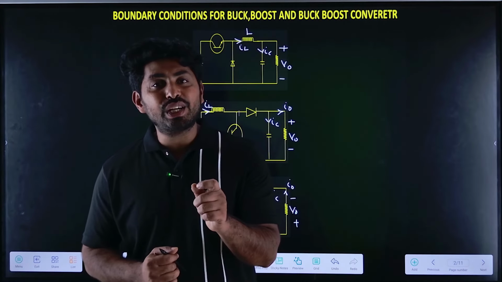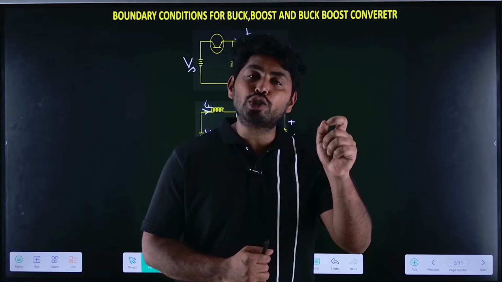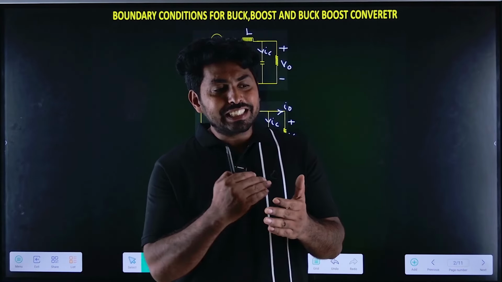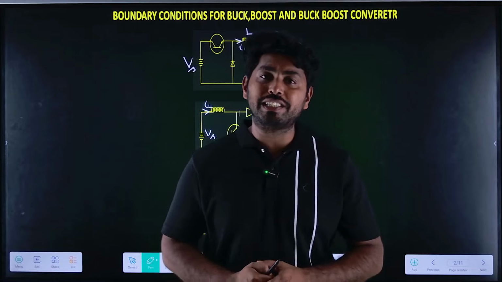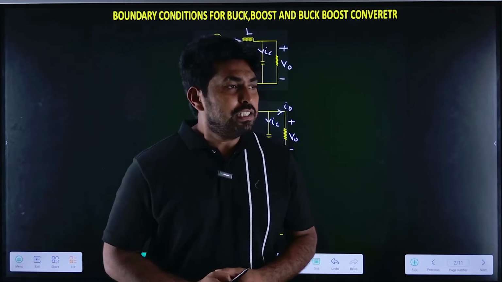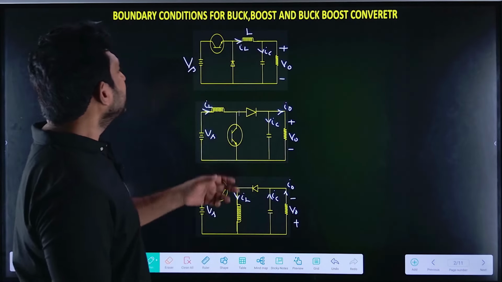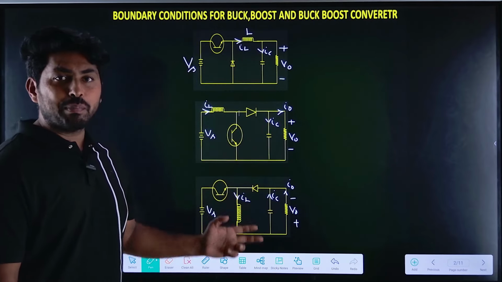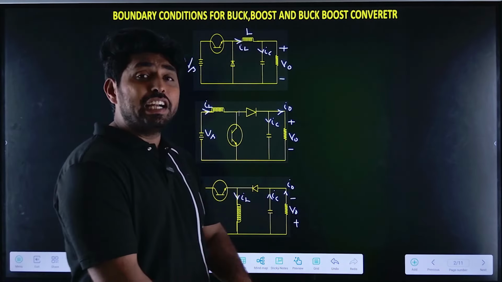So in this session, let us find the values of critical inductance, critical capacitance and critical resistance that decide the mode of conduction in case of DC to DC converters. Now if you observe here, we have three converters: the buck converter, boost converter and buck boost converter. So how can we identify each converter?